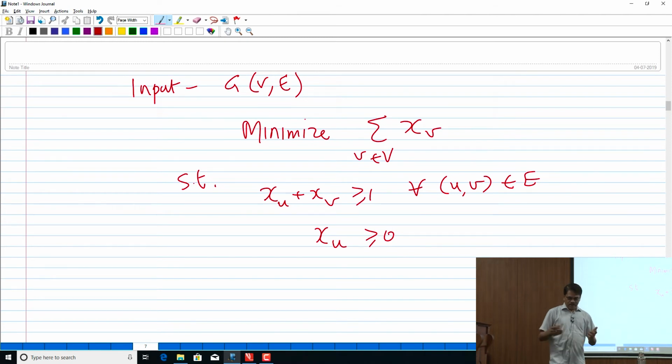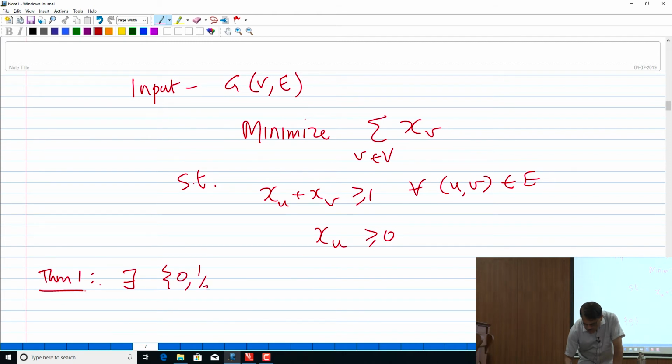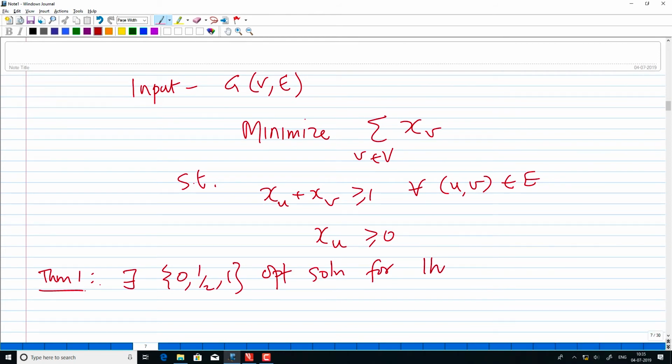There are a couple of theorems I will just mention. Maybe you have seen this: there exists a 0, half, 1 optimum solution for this LP. This is what is used to give a two approximation algorithm: take all the halves and round them up to 1, and we can argue that this is at most 2 times the optimum.